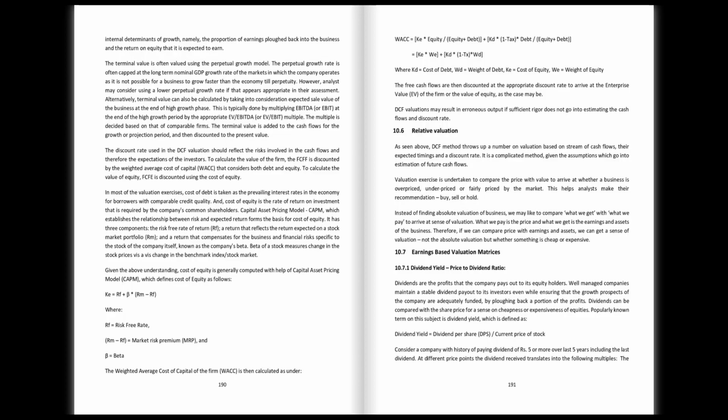What we pay is the price, and what we get is the earnings and assets of the business. Therefore, if we can compare price with earnings and assets, we can get a sense of valuation, not the absolute valuation, but whether something is cheap or expensive. Earnings-based valuation metrics: dividend yield, price to dividend ratio. Dividends are the profits that the company pays out to its equity holders.